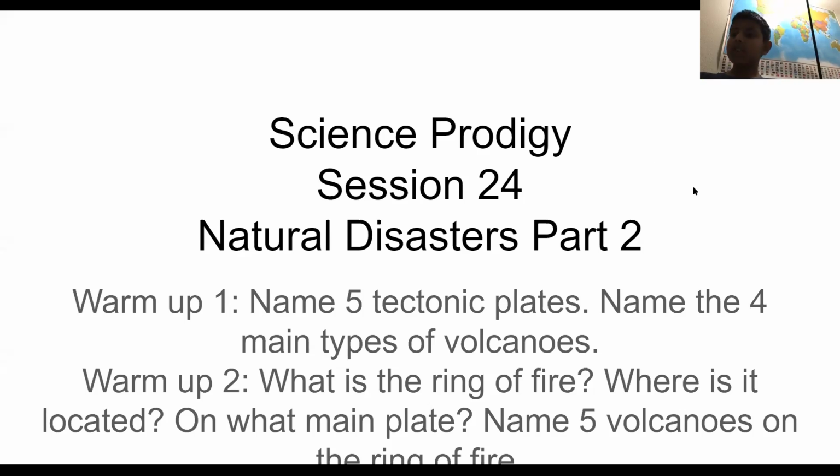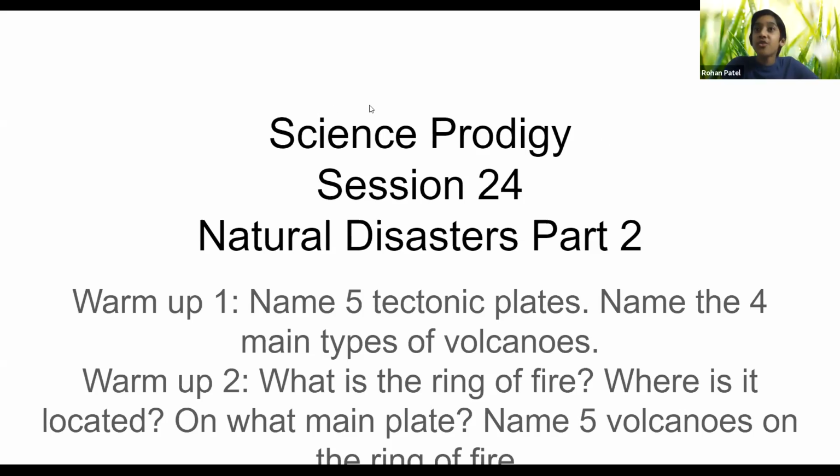Okay, so the ring of fire is like a big place where there are lots of volcanoes. It's mostly located in Asia, North America, and South America. It's mostly on the Pacific plate, and for the volcanoes there is Lassen, Mount St. Helens, Rainier, Fuji, and Nevado del Ruiz.